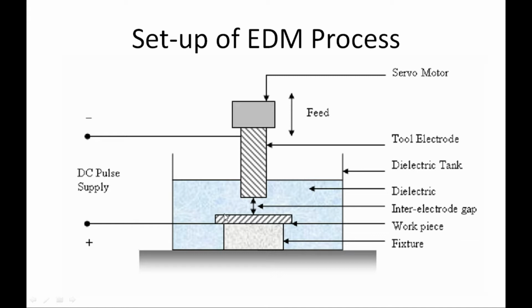And the important thing is that the positive terminal is always connected to the workpiece surface and the negative terminal is connected to the electrode, because we want to remove the material from the workpiece surface. For that reason only, the positive terminal of the DC supply is connected to the workpiece surface and the negative terminal is connected to the electrode. So this much about the construction of the setup of the EDM process.